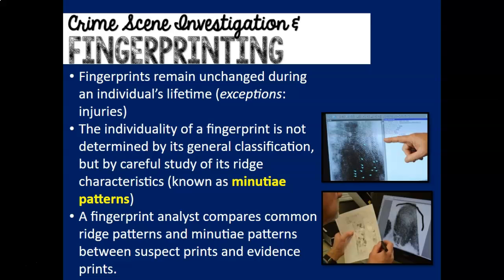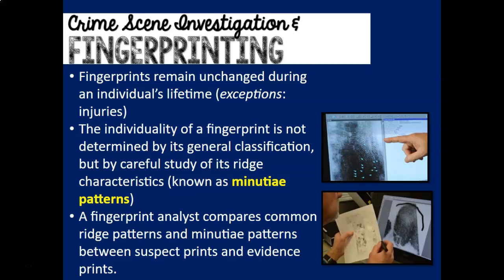And the individuality of a fingerprint is not determined by its general classification, but by the minutia. So like I said, you're not going to get an individual fingerprint by saying it's a whorl or a loop. You're going to get it by pointing out the deltas, the cores, the different ridges, and that's known as minutia.